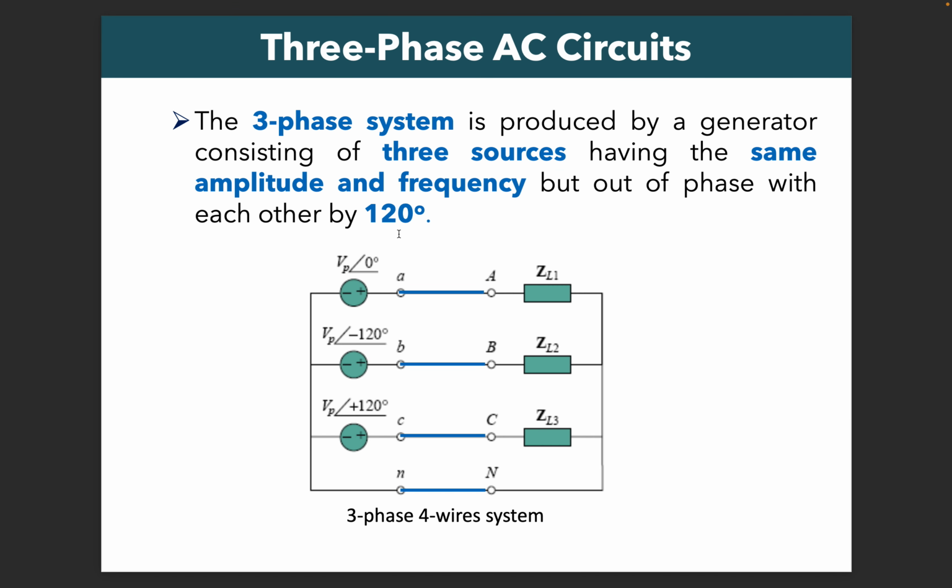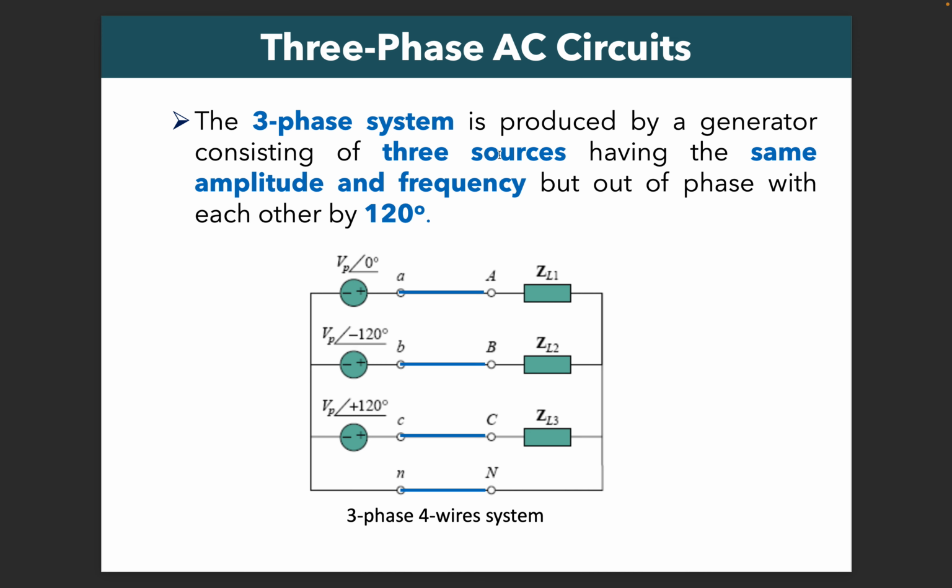Now we have a three-phase AC circuit. The three-phase system is produced by a generator consisting of three sources having the same amplitude and frequency, but out of phase with each other by 120 degrees.